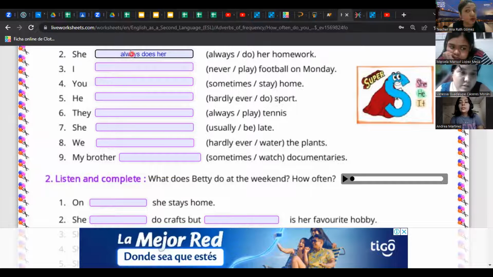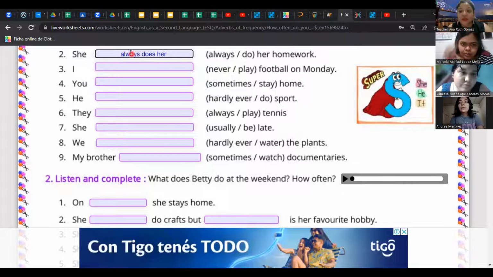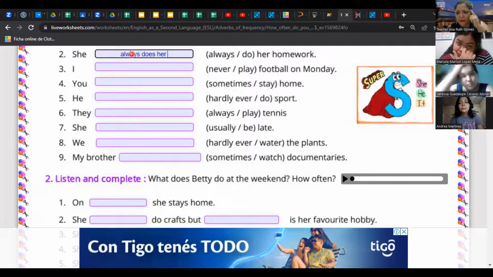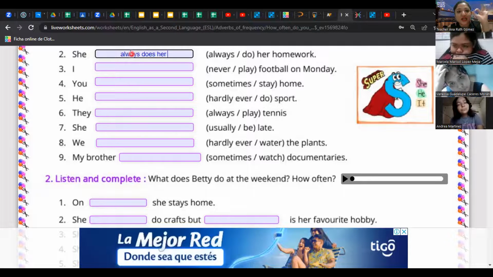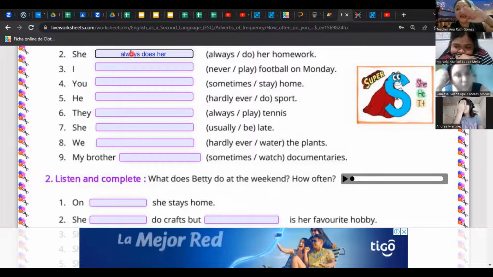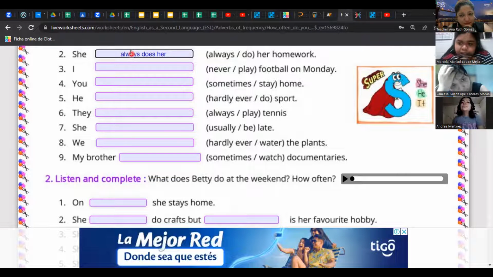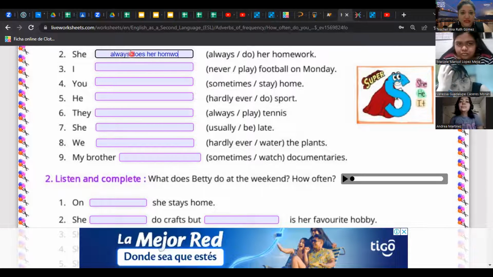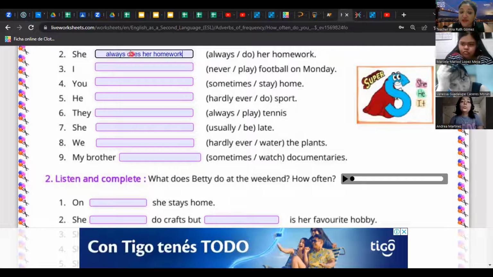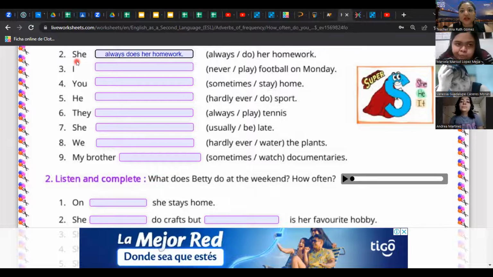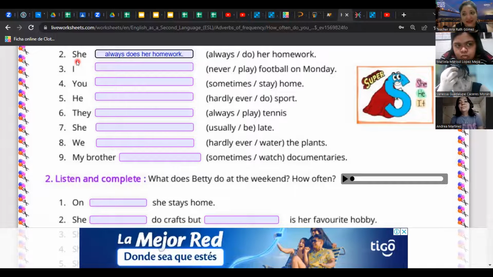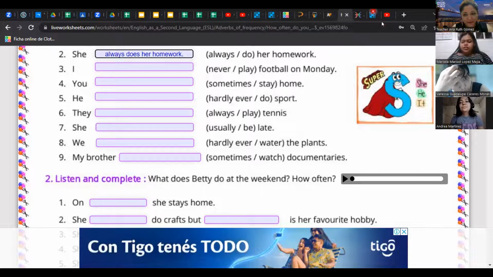She always do is not correct because she is third person singular. Do you remember that when you have she, he, it, the verb is going to have s or es? So she always does her homework. Very good. It is different if you have I. I always do my homework because I. Is it clear? Yes, teacher.